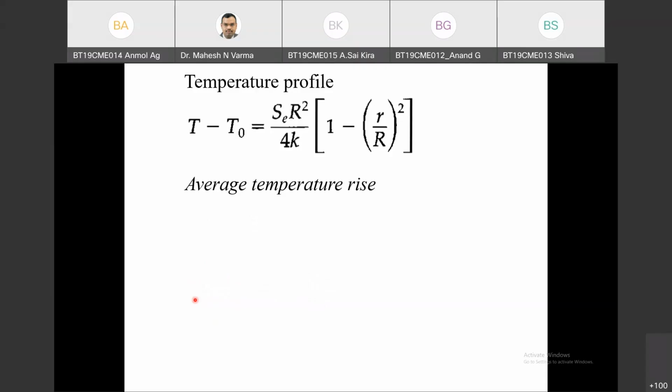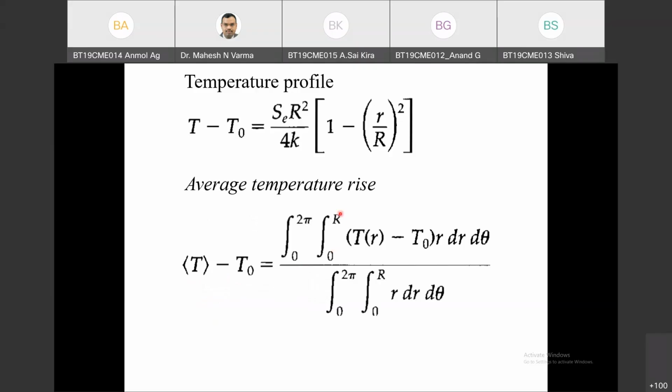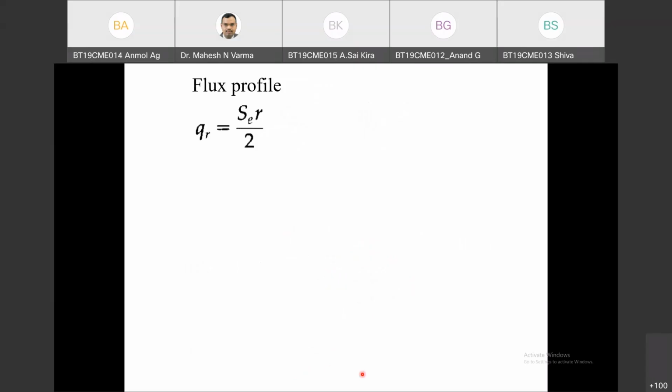Then the average temperature rise. So I can average it out. What will be the average temperature rise? This will be averaged over 0 to R. It is not a function of 2 pi, so you can take it out as a constant. So this average temperature, averaged over the cross-sectional area, will be equal to SE R square divided by 8K. And this is the flux profile.